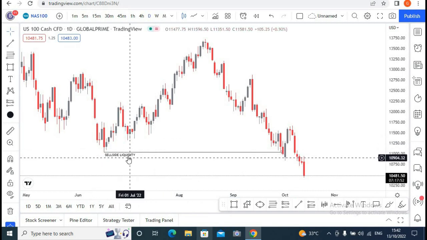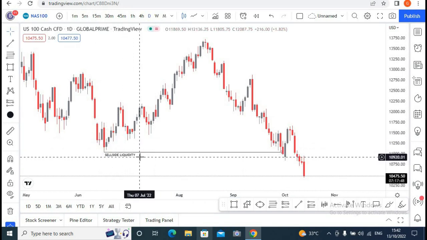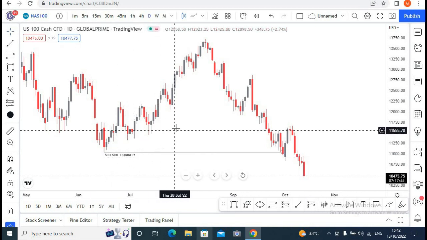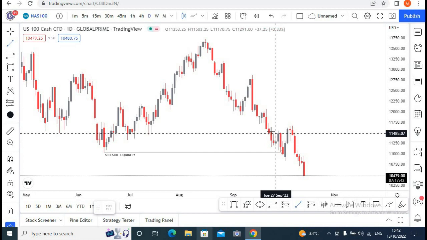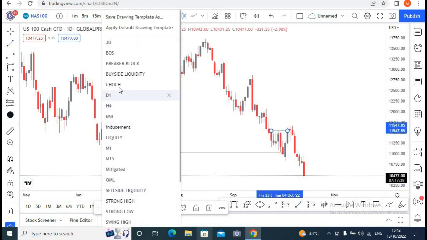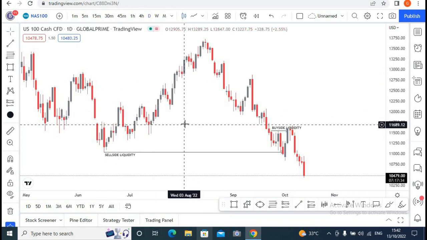So as you can see here, guys, if we are highlighting this low in ICT concept, we call it a sell side liquidity, right? And then the last high, we call it a buy side liquidity, something like this. So what you have to understand, when you are using ICT concept, you are going to be focusing on fair value gaps and breaker blocks, right?